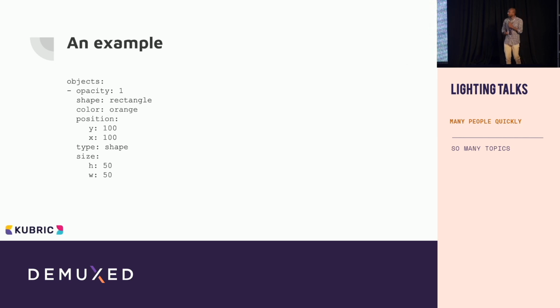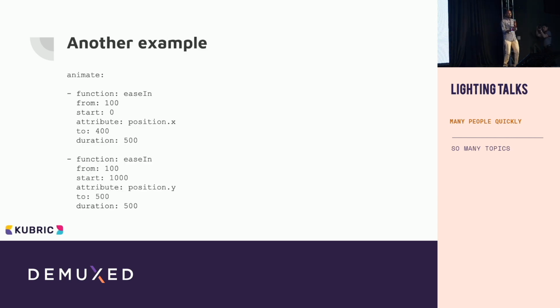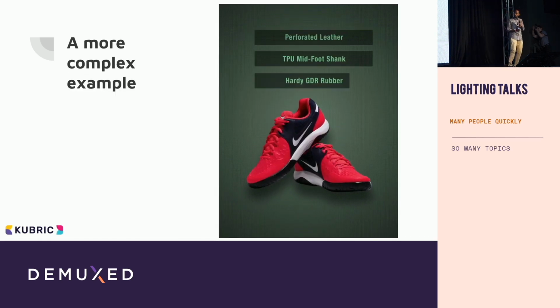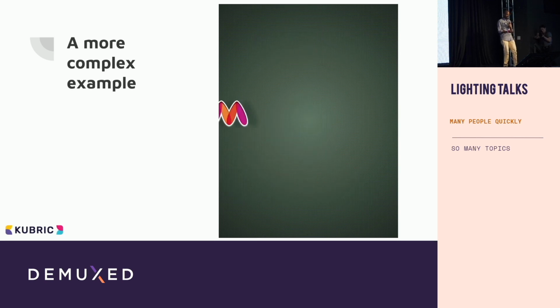So for example, this is YAML. You have opacity, shape, position, and size, and so that renders this, just a simple orange rectangle. Another example, because you need to have animation for it to be fun. This adds an animation block, which gives you something that moves. So from here, you can go to something a lot more complicated, where you have an image which is moving around, hopefully, text which shows up, and stuff like that.